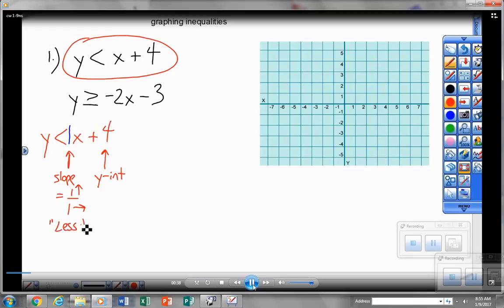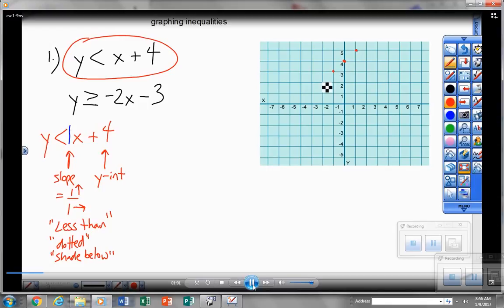This inequality is less than, because it looks most like a capital L, which means it's going to be dotted because it doesn't have that equal line under there. It means you will shade below. Eventually, if you're getting these right, you will not have to write all these labels for me. But if you're missing these, I would like you to write these labels.